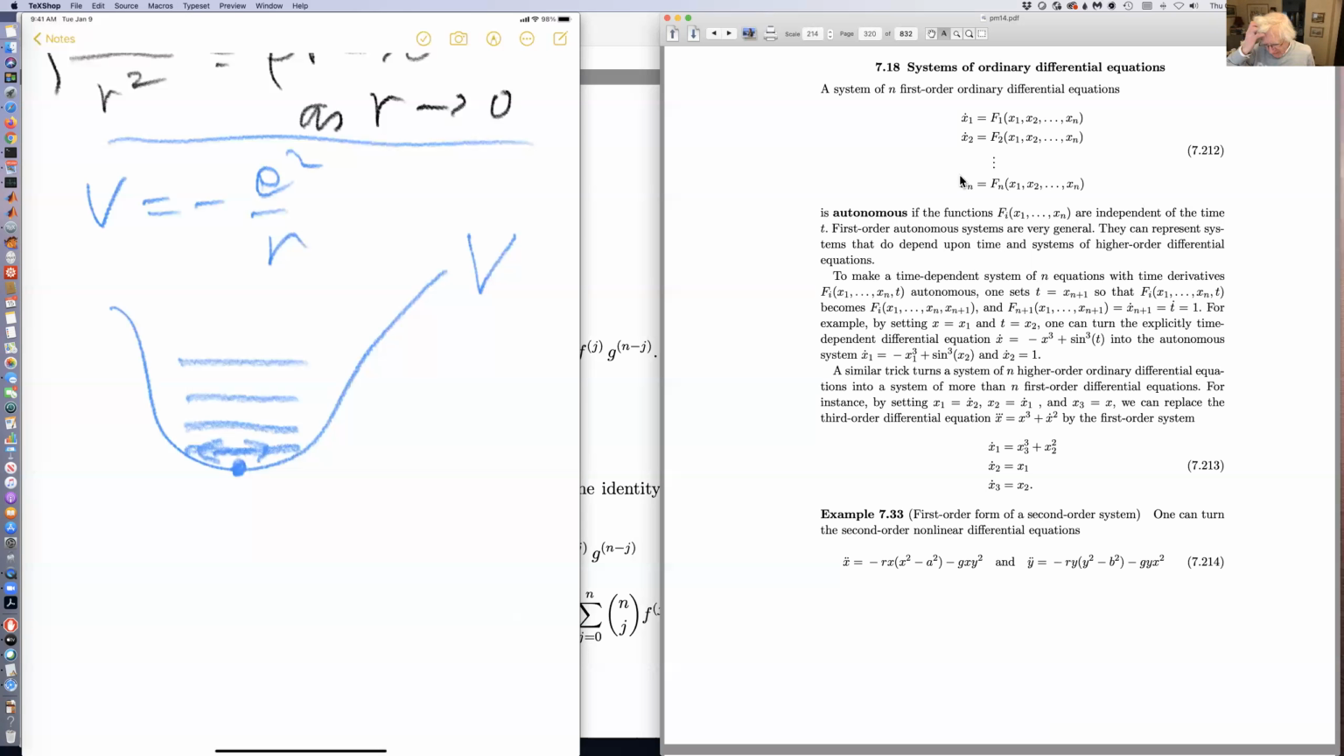And moreover, especially when you have it in this form, MATLAB can solve it for you. And you can have a lot of fun with that. And I urge you to, in fact, do that.